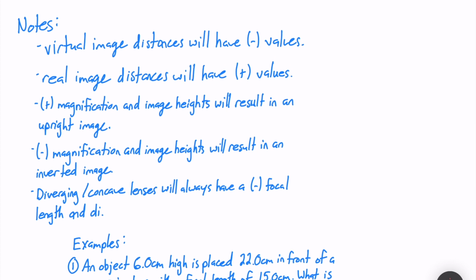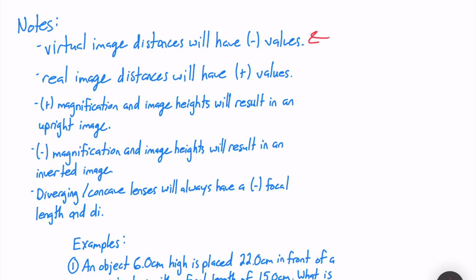First off, virtual image distances will always have negative values. Real image distances will have positive values. Positive magnification and image heights will result in an upright image. Negative magnification and image heights will result in an inverted image. And finally, diverging or concave lenses, they're the same thing, will always have a negative focal length and di, or distance of image.